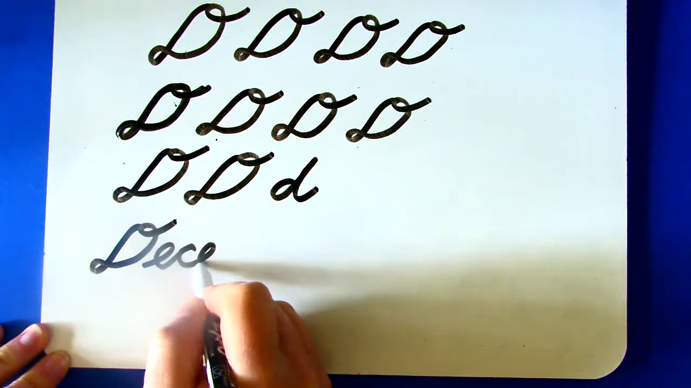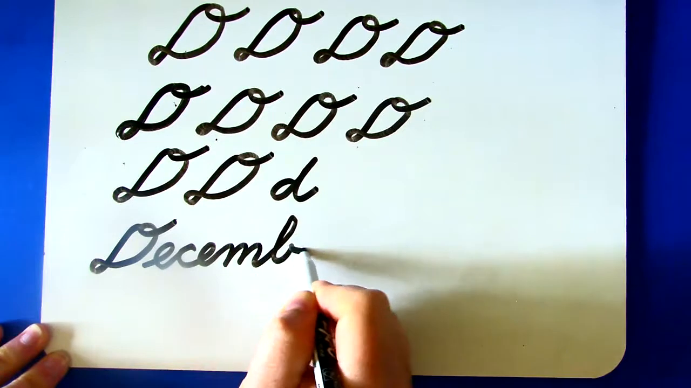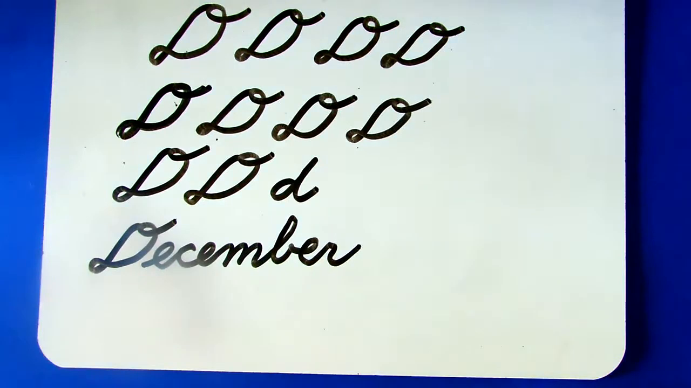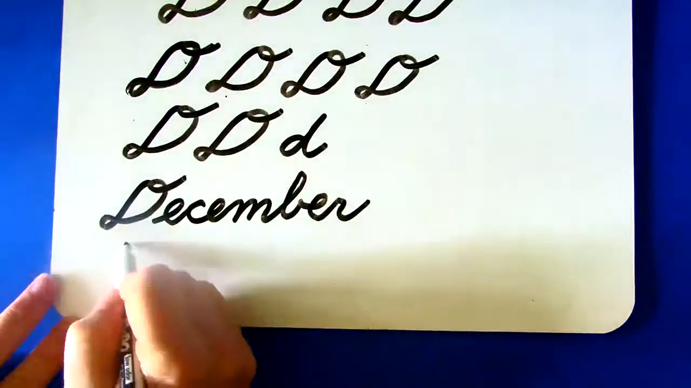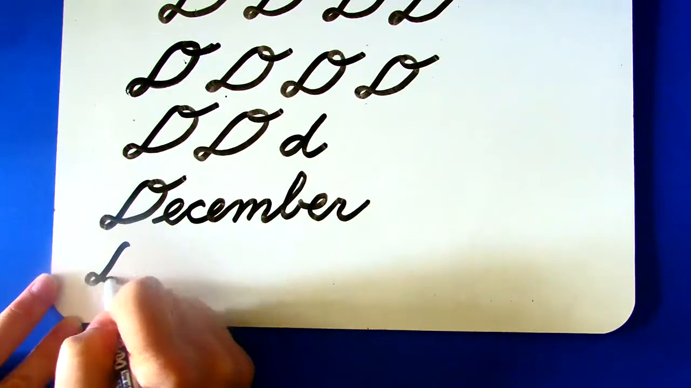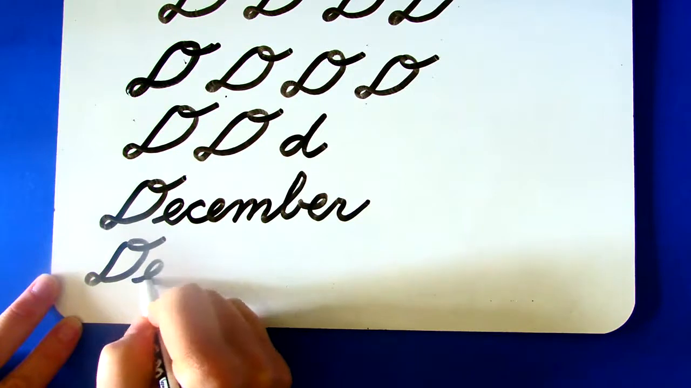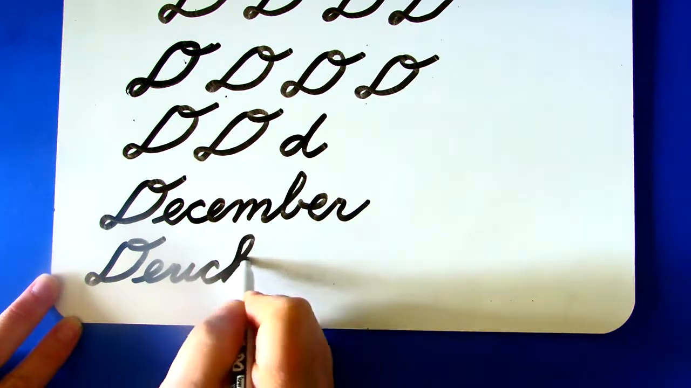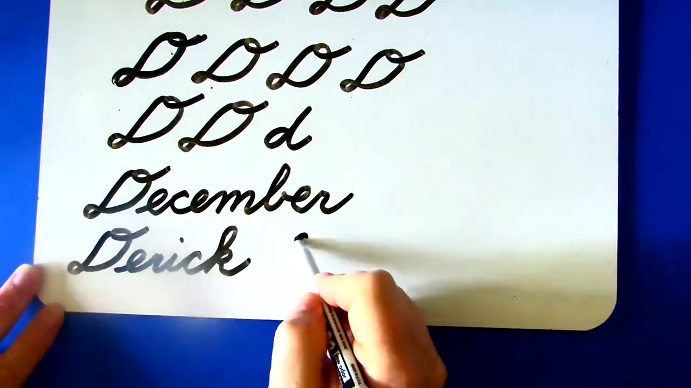Remember, don't start the rest of the word now too far away from the D. Otherwise, it won't look right either. There's the word December. We do have somebody in our class whose name starts with D. That's Derek. Down, curve, little loop, up and over, loop again, tail. There's Derek's name.